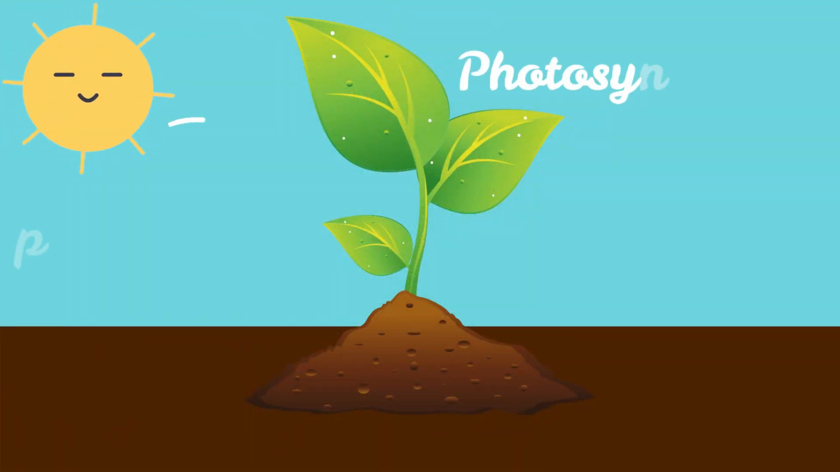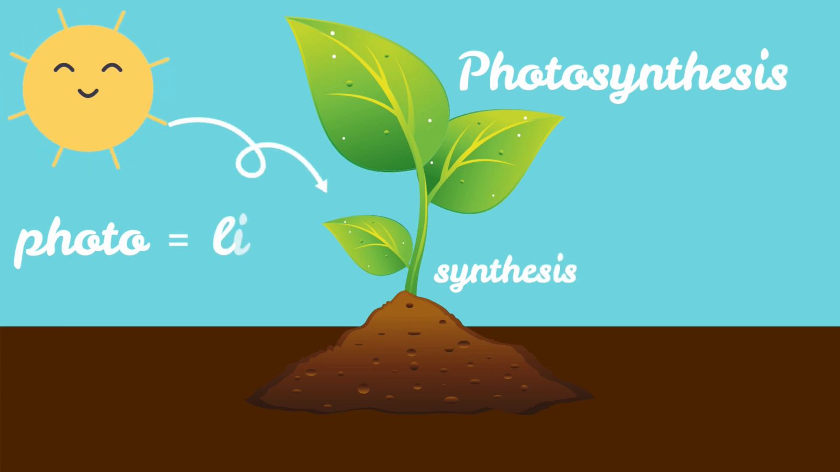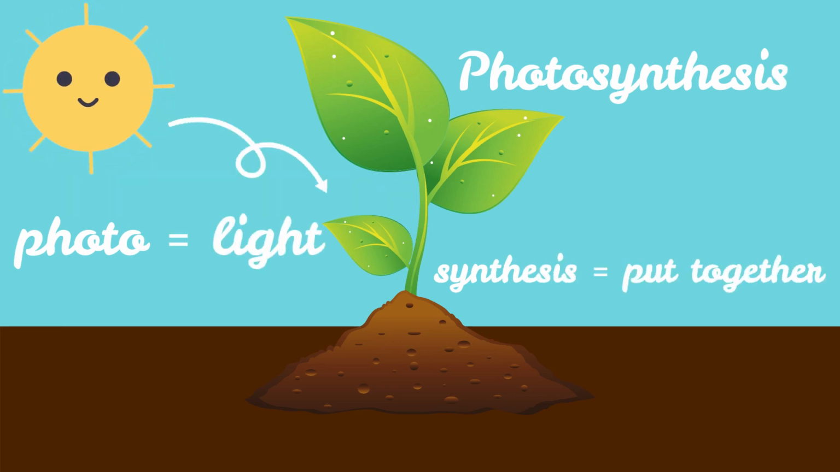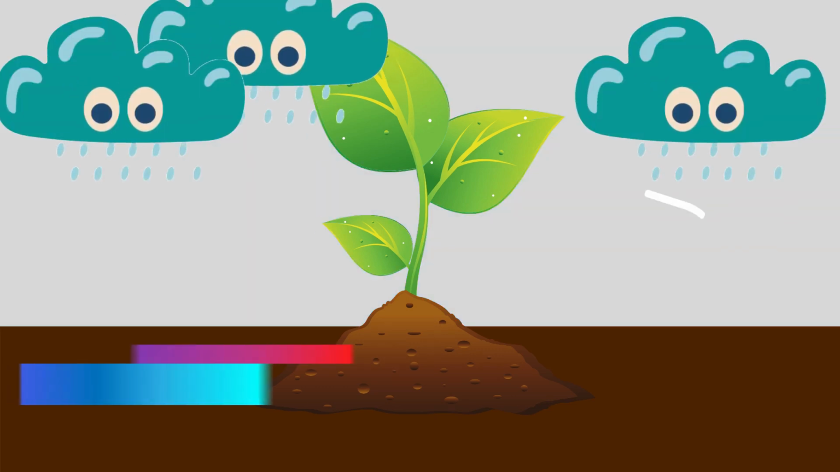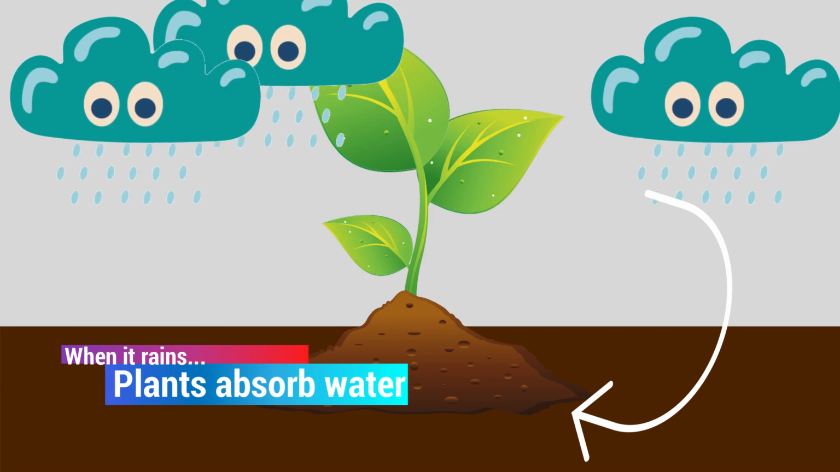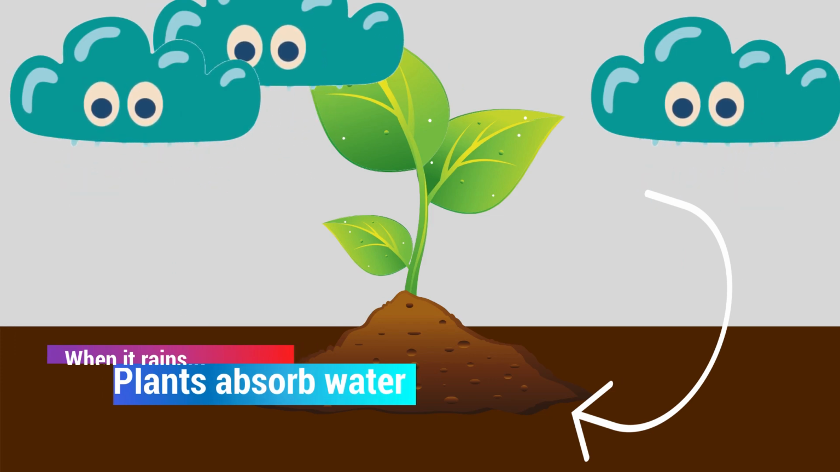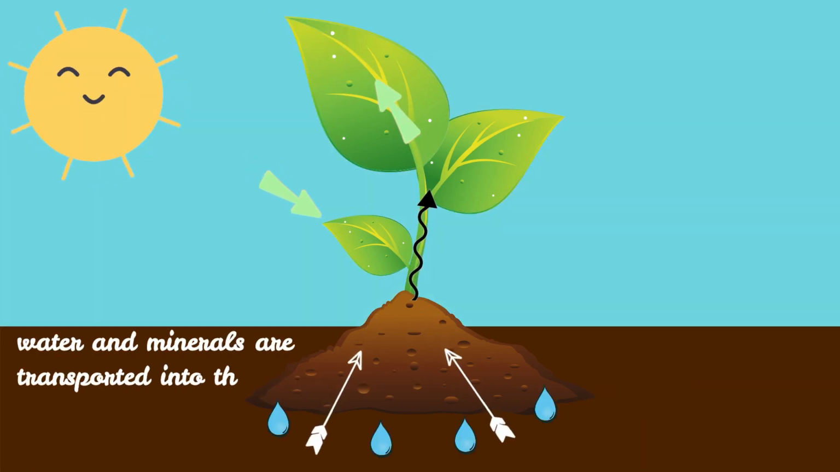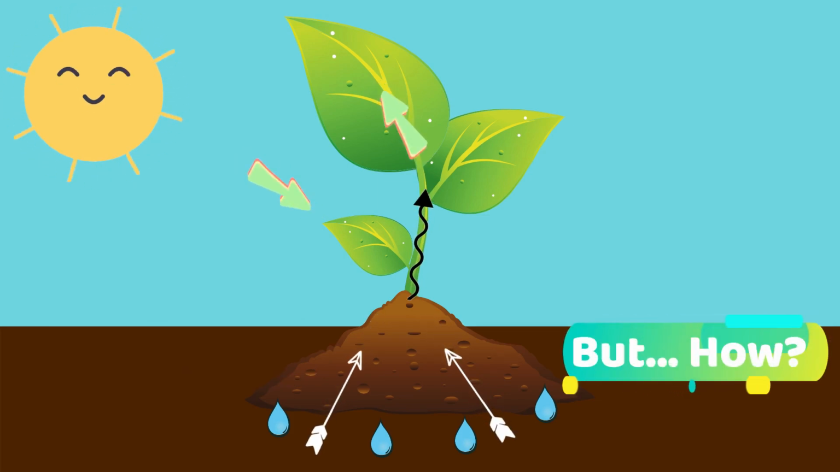Photosynthesis comes from the Greek. Photo means light, and synthesis to put together. So, photosynthesis is putting together light. So, when it rains, plants absorb the water. They absorb the water through the roots, okay? And then the roots transport everything into the plant. But how do they do that?